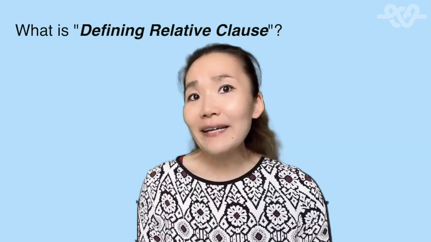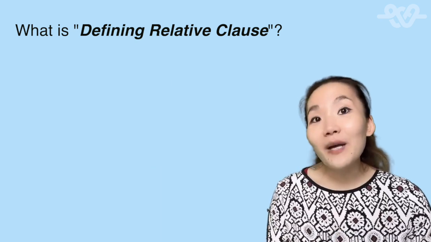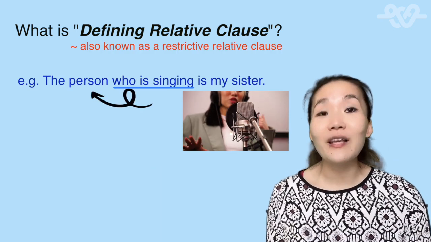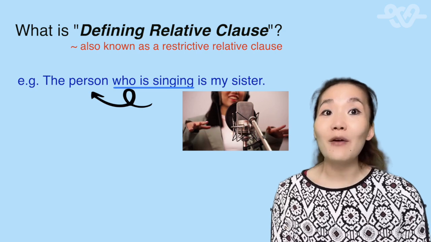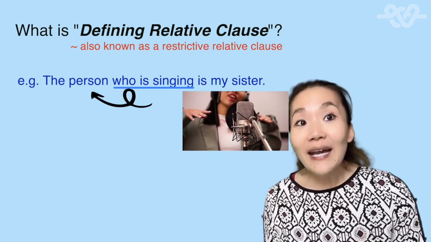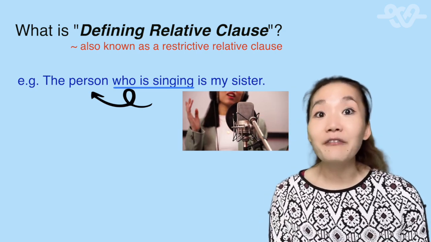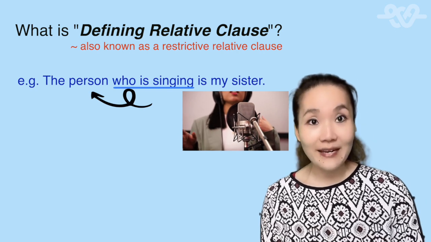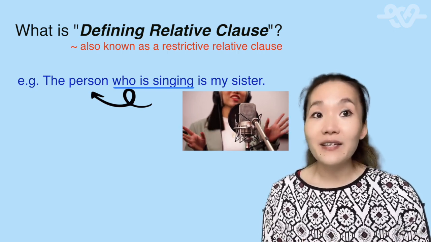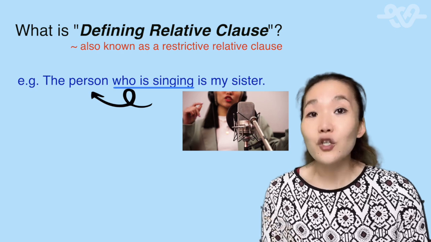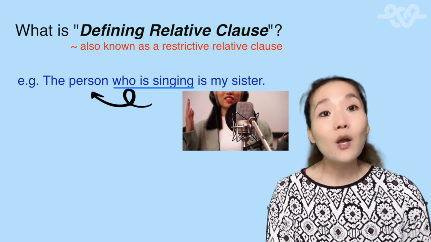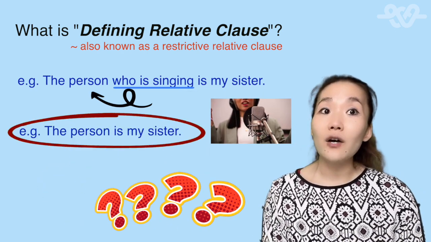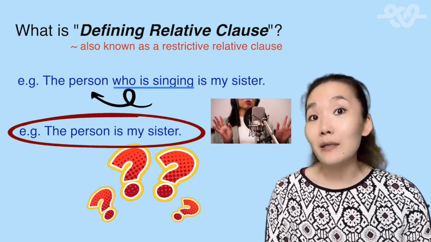What is defining relative clause? A defining relative clause is a type of clause that gives important information about a noun. It is called defining because it helps us define or identify the noun. It provides necessary details that are essential for understanding the sentence. Without the defining relative clause, the sentence may not make complete sense.